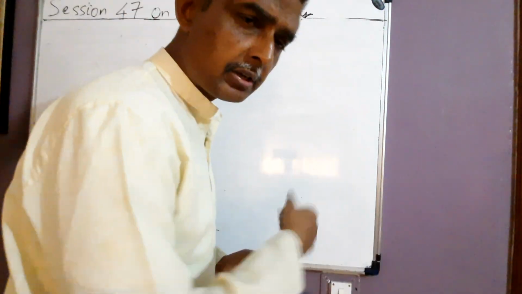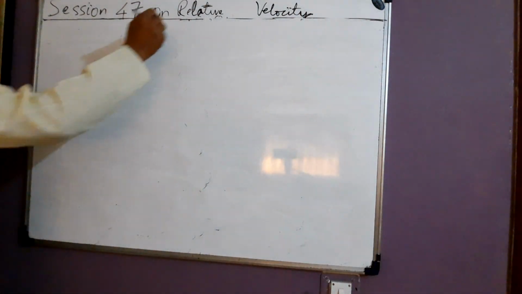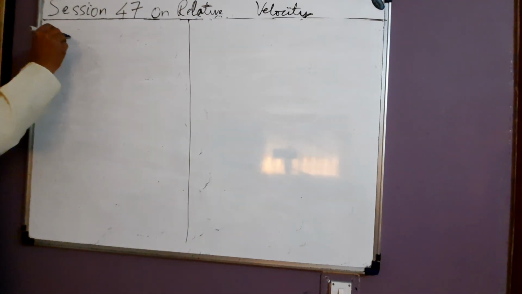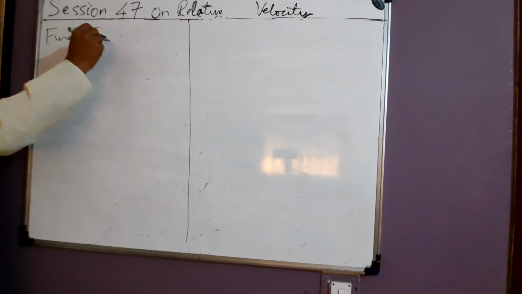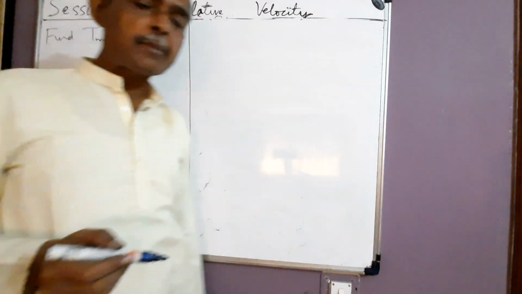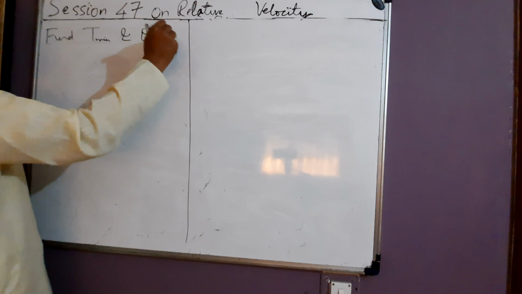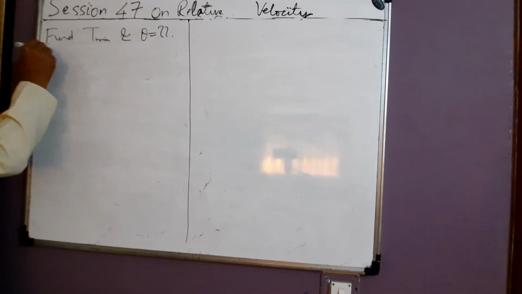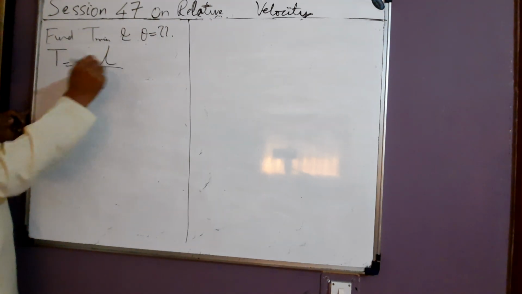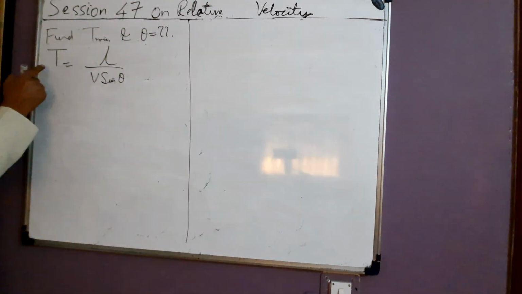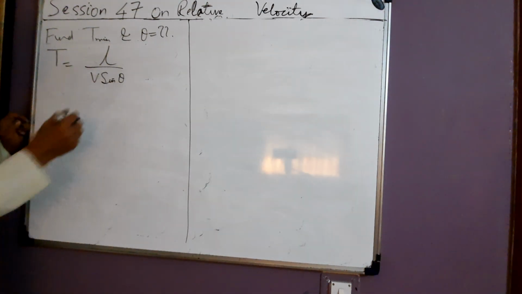Last point, one more thing I'll say lastly. For T to be minimum, find T minimum, meaning the minimum time taken by the swimmer to cross the river, and also the corresponding value of theta. Just now we found T to be how much? L by V sine theta. Now for T to be minimum, sine theta should be maximum.